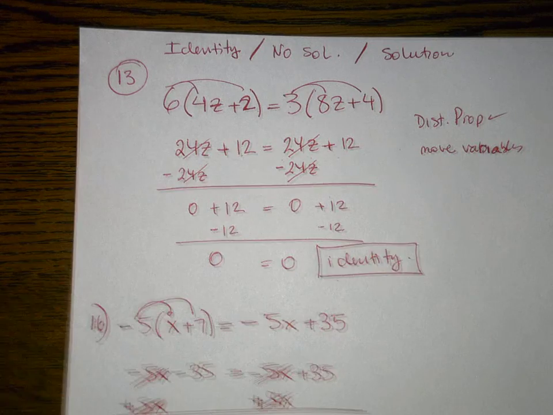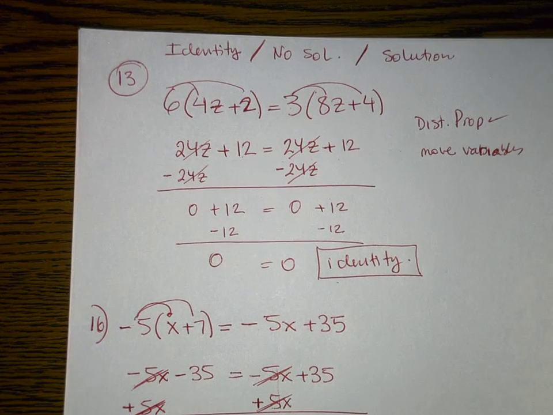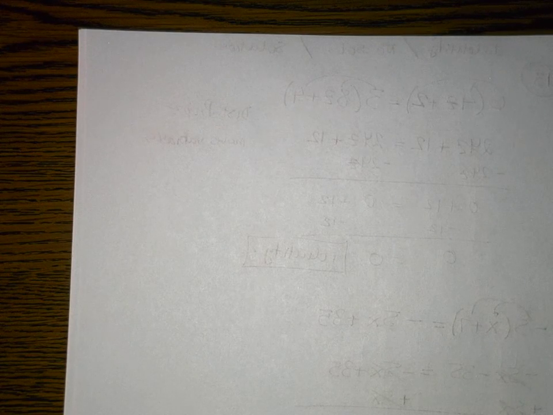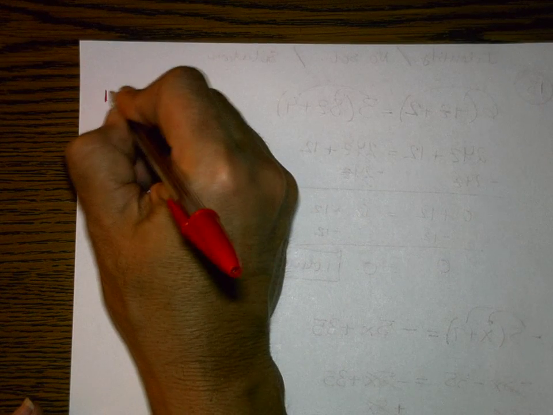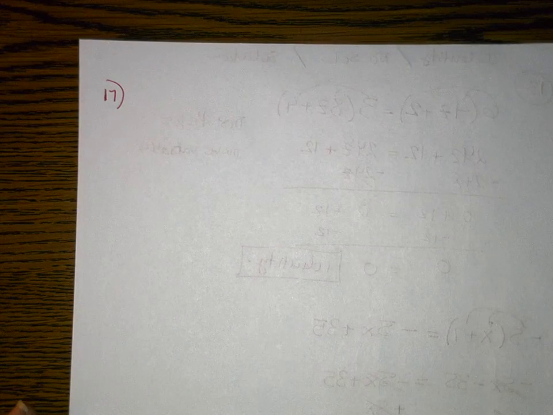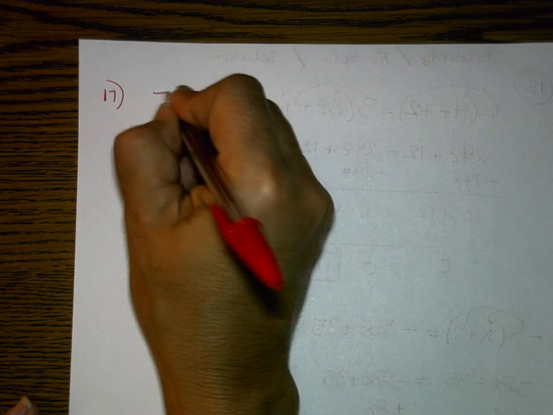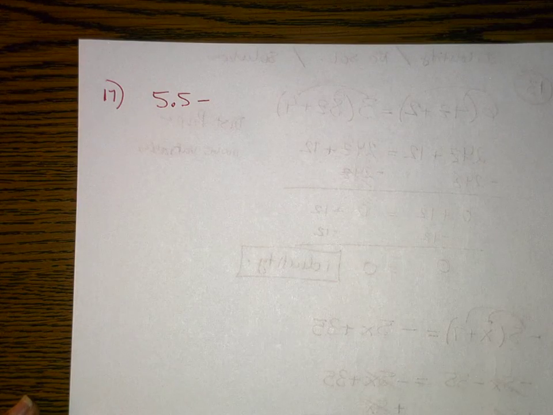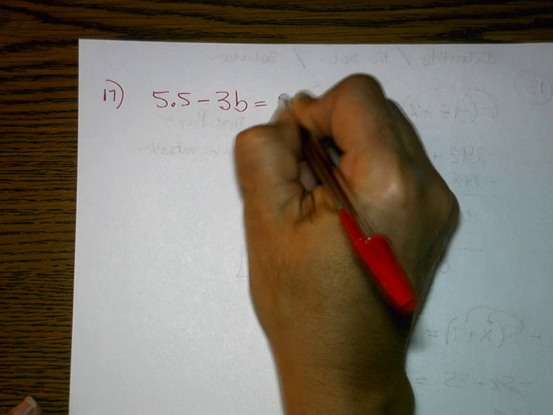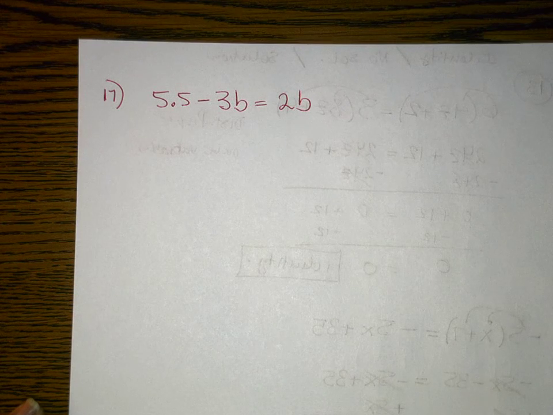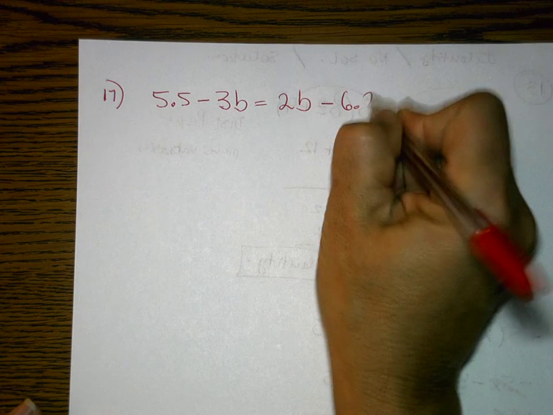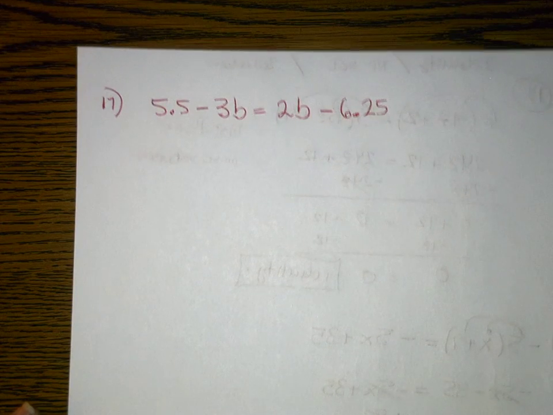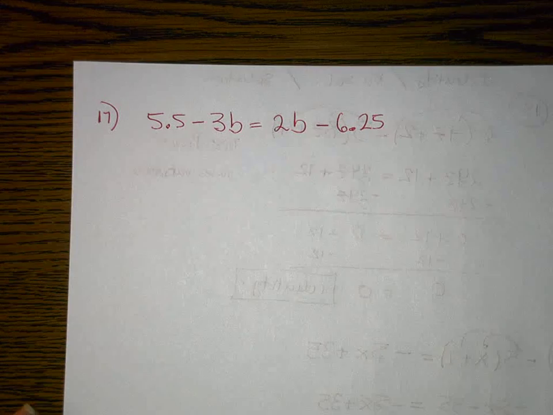Okay, let's solve the last one. Let's solve number 17. Number 17 is a little bit tricky because there are decimals, and students don't like fractions nor decimals. This is 5.5 minus 3b equals 2b minus 6.25. I'm supposed to solve for this variable and check what kind of answer I get here.